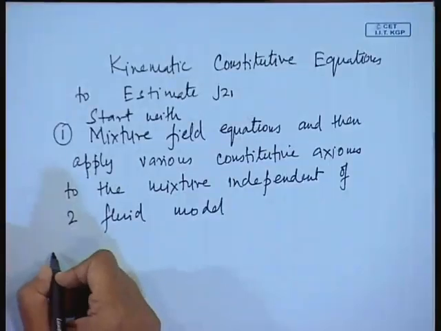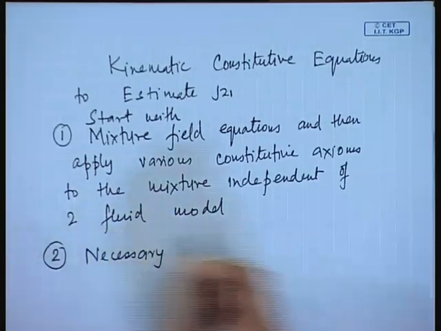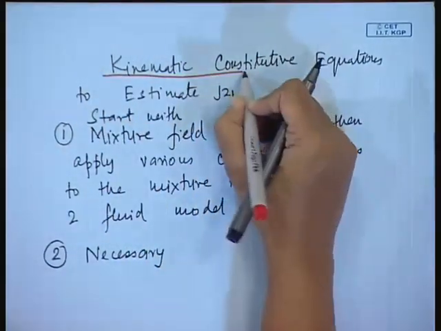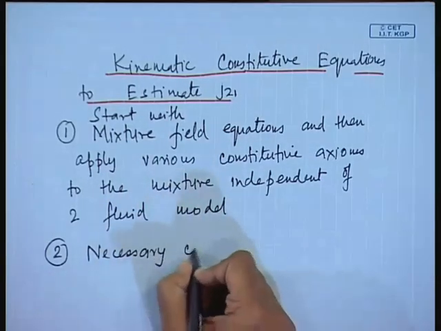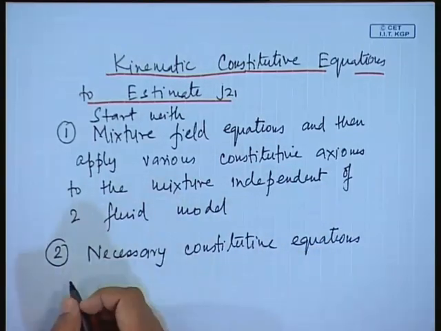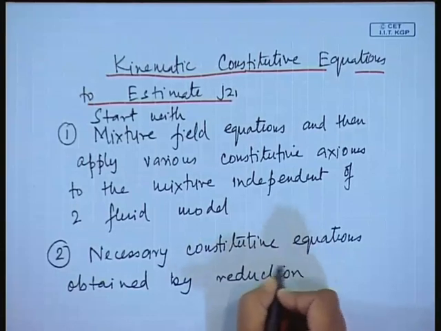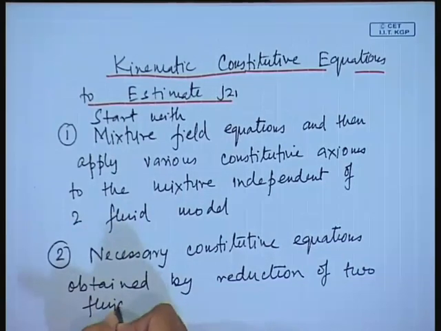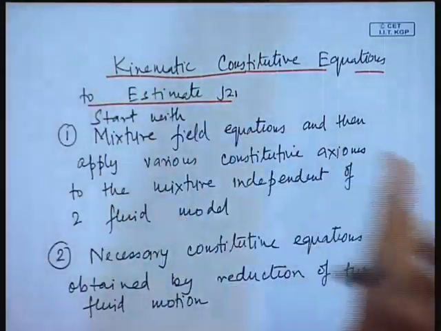This is one approach. The second approach is that you consider the two fluid model. In this, the necessary constitutive equations are obtained by reduction of the two fluid model. So, this is the second approach. In the second approach, we consider the two fluids separately, in whatever way they are mixed, and then considering the two fluid model, we try to arrive at the necessary constitutive equations. This is the second approach.